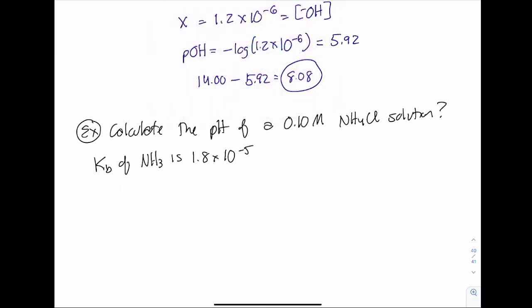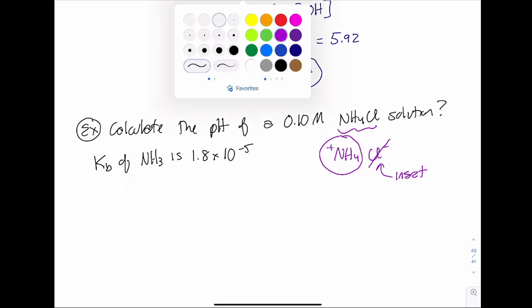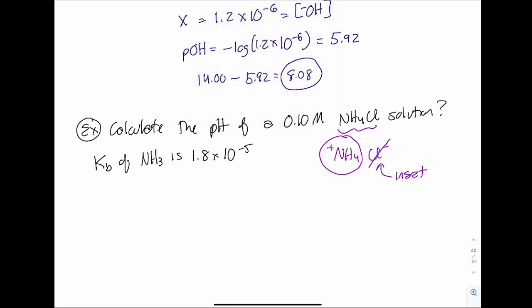Alrighty, so hopefully you did that. So I do have a salt solution here, and I have ammonium ions and I have chloride ions. Chloride ions are the conjugate of a strong acid. These are inert. They're not going to react with water, so they're not going to contribute to my pH. So in this salt solution, the only part that I'm going to care about are my ammonium ions. And those are acidic. They're going to react with water, so that's the equation we're going to write.